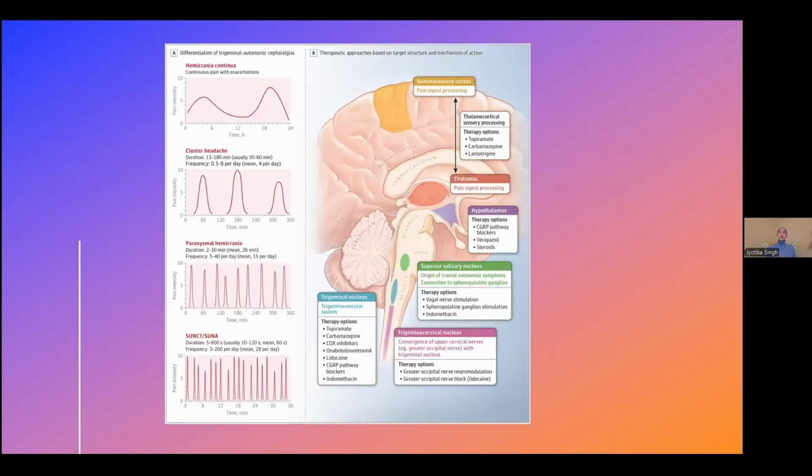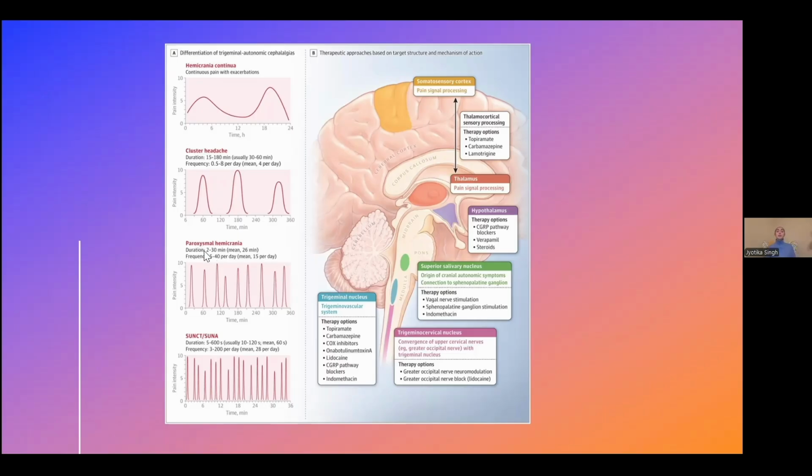This is just a picture of the trigeminal autonomic cephalalgias. So it has on top this hemicrania continua, which we're not really talking about today, cluster headache. So hemicrania continua is a constant headache. Cluster headache is a longer headache than the ones that we talked about. We're talking about paroxysmal hemicrania, the third one down here on the left.